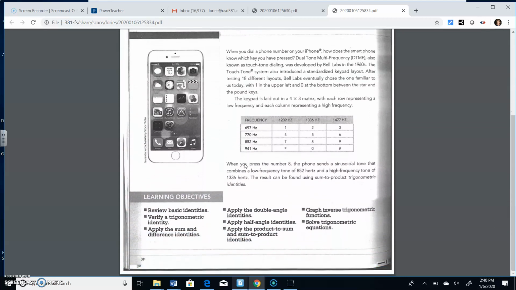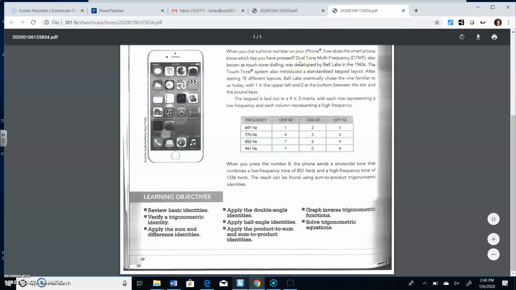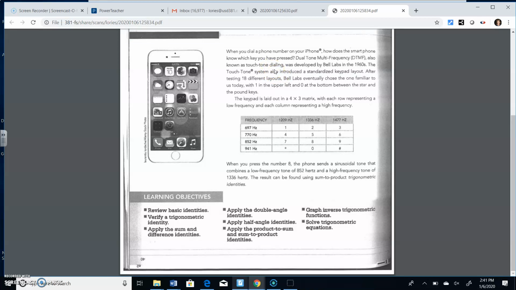Did you know that when you dial a phone number on your iPhone, how does the smartphone know which key you've pressed? Dual tone multi-frequency, DTMF, also known as touch-tone dialing, was developed by Bell Labs in the 1960s. The touch-tone system also introduced a standardized keypad layout. After testing 8 different layouts, Bell Labs eventually chose the one familiar to us today, with 1 in the upper left and 0 at the bottom between the star and the pound keys.